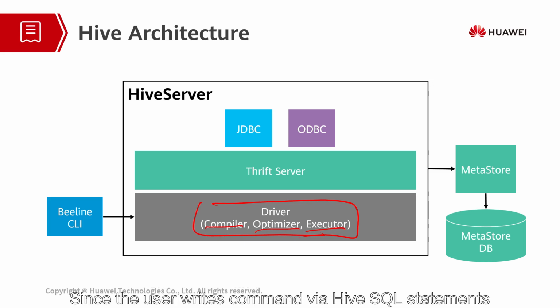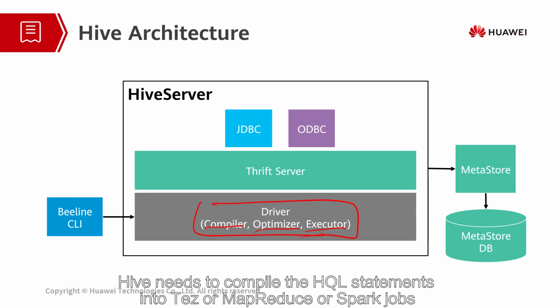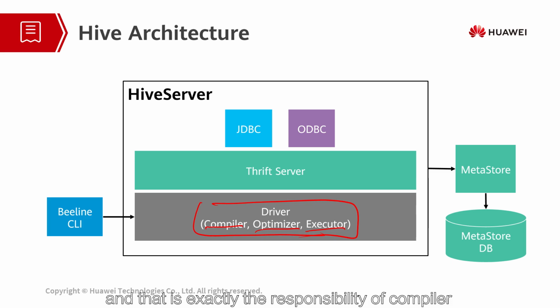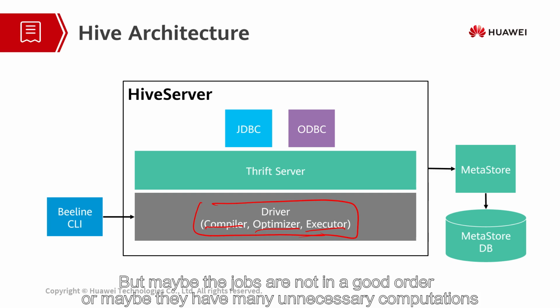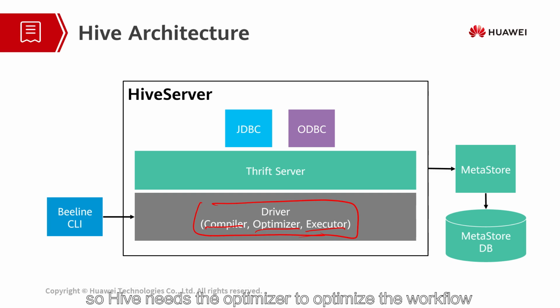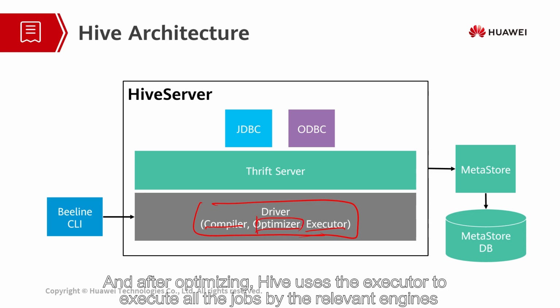Since the user writes commands via Hive SQL statements, Hive needs to compile the HQL statements into Tez, MapReduce or Spark jobs. And that is exactly the responsibility of the compiler. But maybe the jobs are not in a good order, or maybe they have many unnecessary computations. So Hive needs the optimizer to optimize the workflow. And after optimizing, Hive uses the executor to execute all the jobs by the relevant engines.